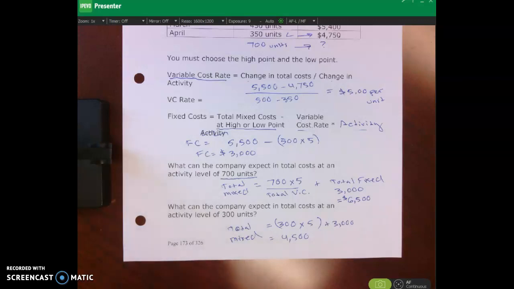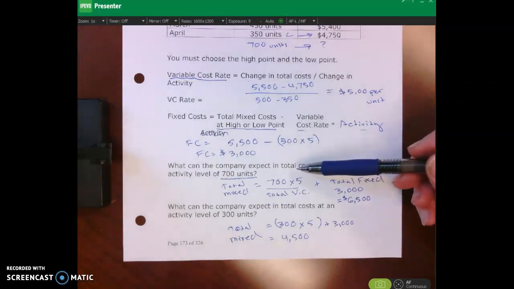In this video I'm going to finish discussing high-low, do some extra practice problems on high-low, and then discuss least squares regression and then summarize the methods for cost estimation.